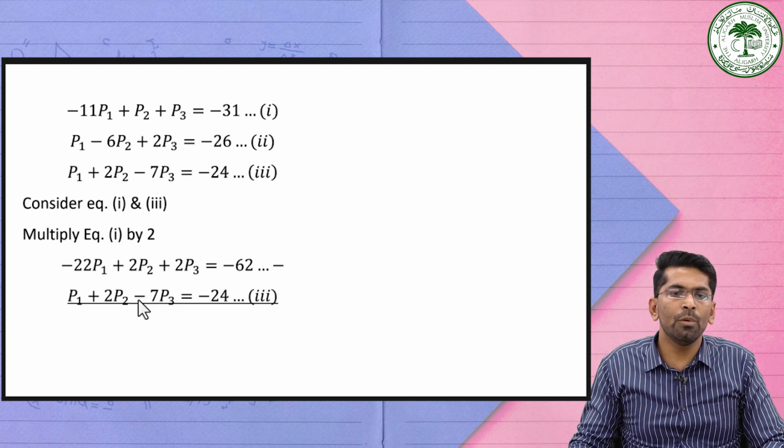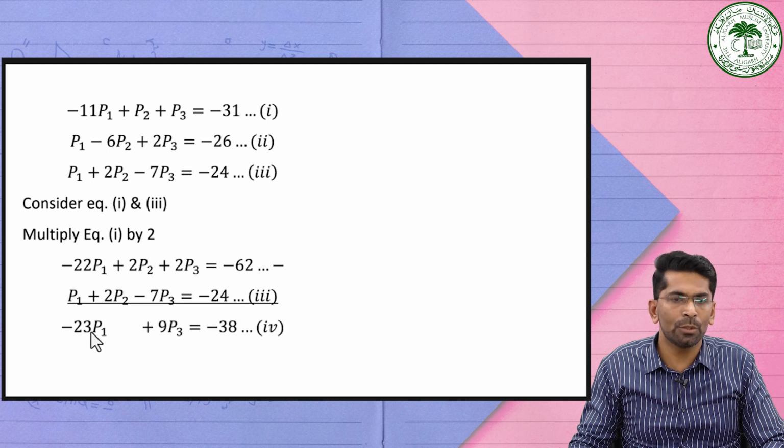Now 2p2 has the same coefficient, so we can eliminate p2 by subtracting the equations. So -22p1 minus p1 gives -23p1, and these two p2 terms are cancelled out. Then 2p3 minus (-7p3), so it will be 2 + 7, which is 9p3, equal to -38. I am denoting this as equation number 4.